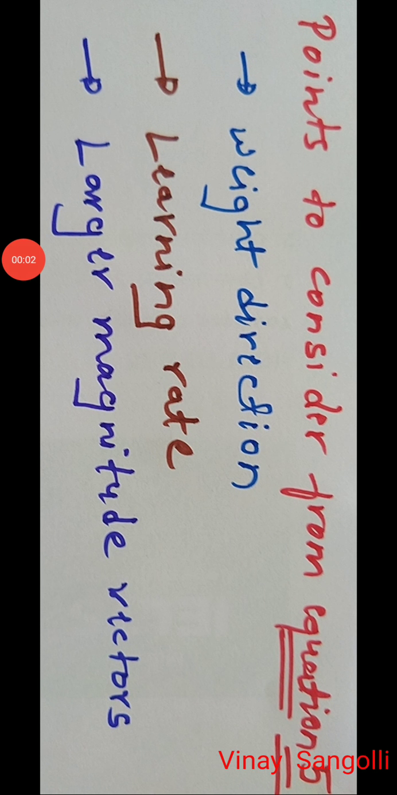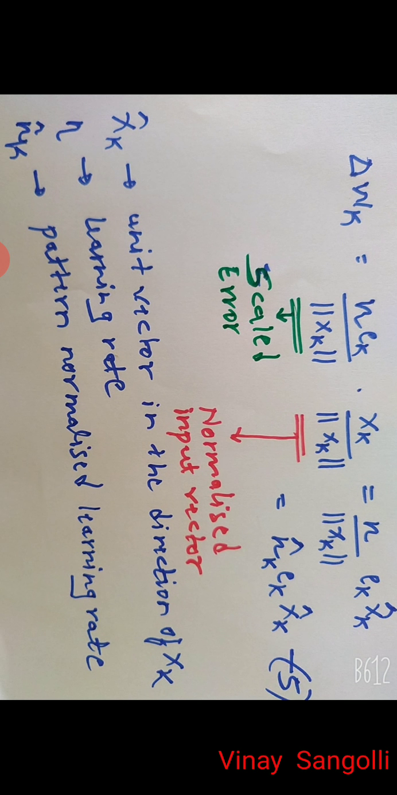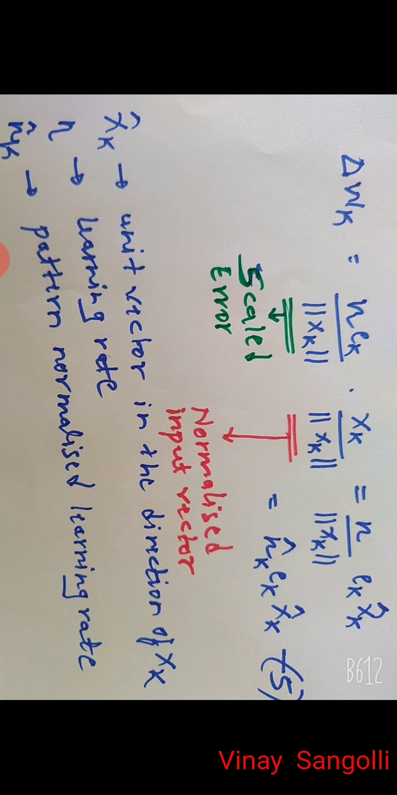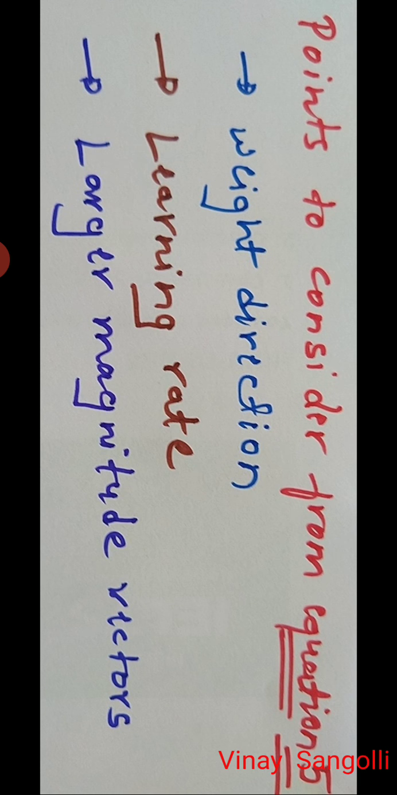So friends, moving ahead from equation number 5, which you have already seen, we get something like this. From this equation, there is a change in your weight vector, that is delta of w of k. We have some other points also to be considered from this equation number 5. Now, some points.